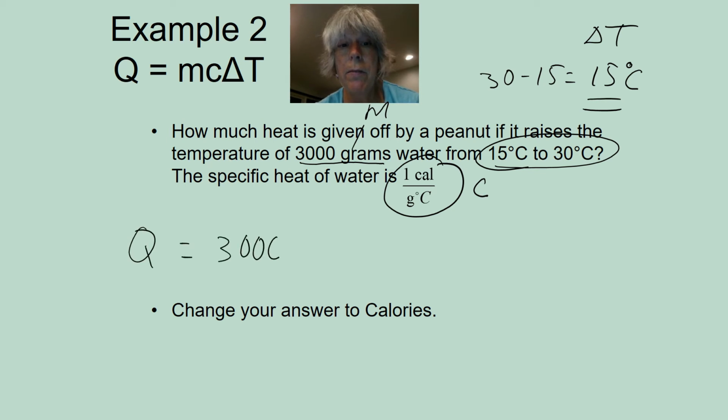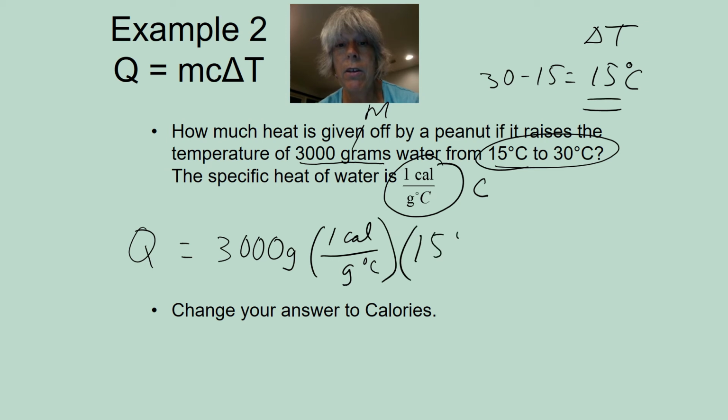3,000 grams times 1 little c calorie per gram degree Celsius times 15 degrees Celsius. Grams cancel, degrees Celsius cancel. 3,000 times 15 is 45, 3 zeros, 45,000, and those are little c calories right there.